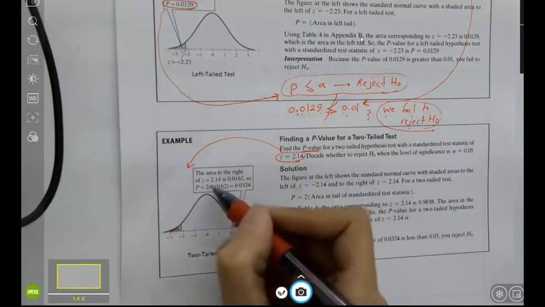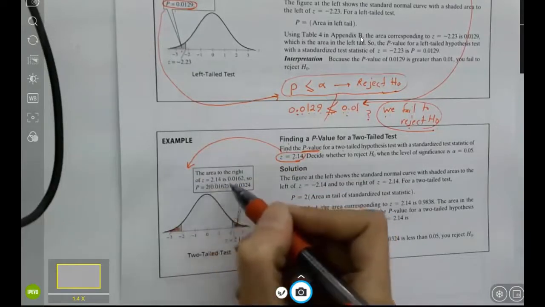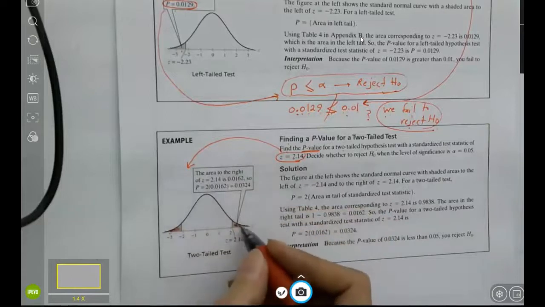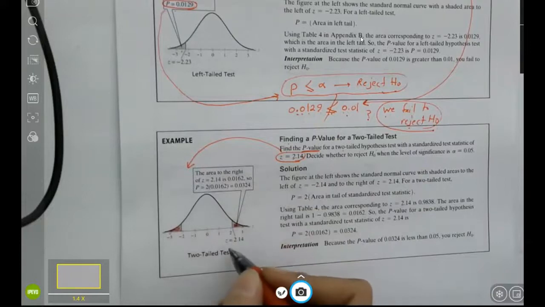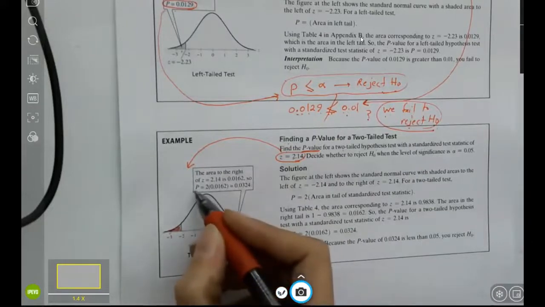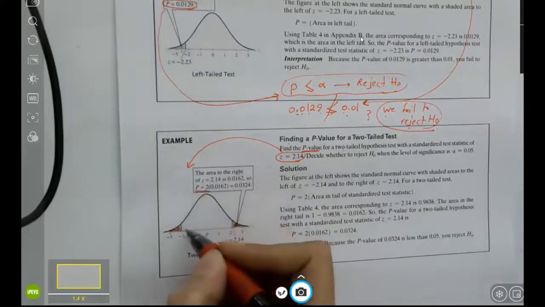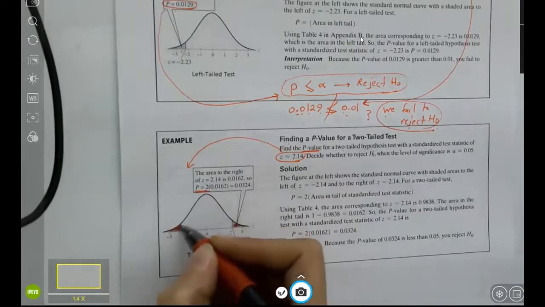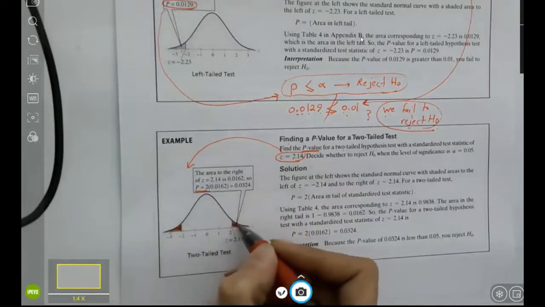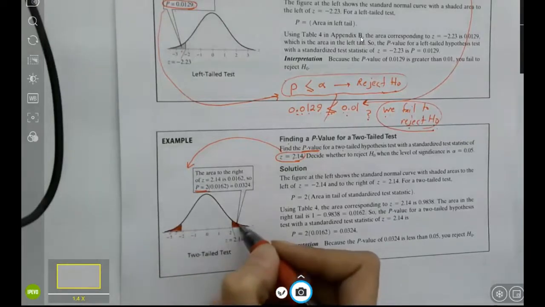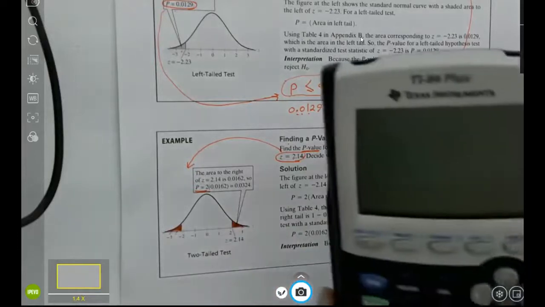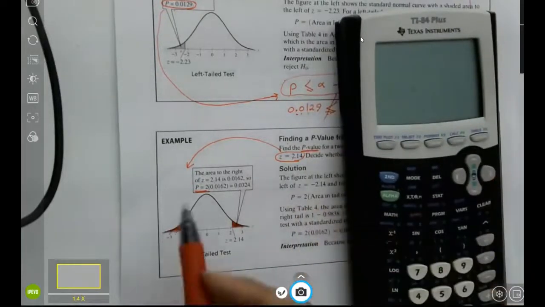To find the p-value, we find the area to the right or to the left, it doesn't matter, of our z, then multiply by 2. Because some part of it is on the left-hand side, the symmetric, the exact same portion is also on the right-hand side. It has 2 exact pieces. So let us use our calculator to find one of these areas.